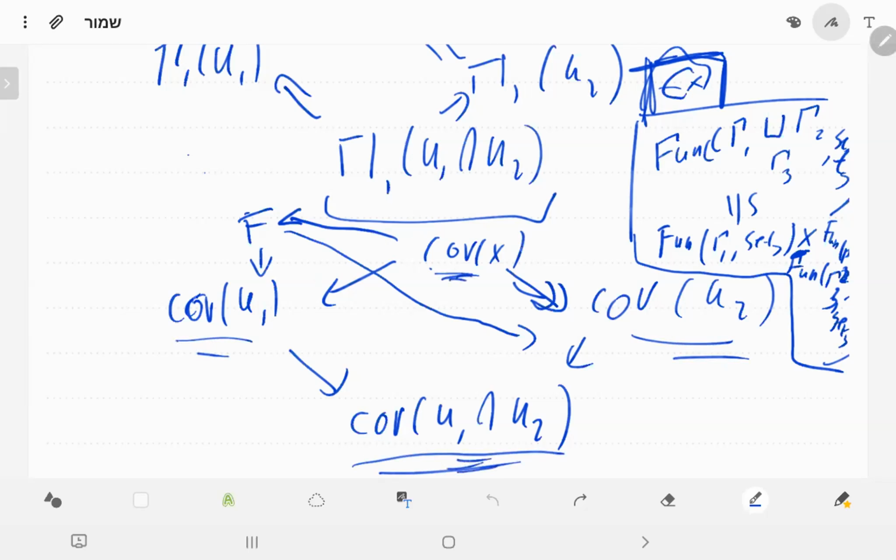But it's also true the other way around. If we have a covering of U1 and a covering of U2 and an isomorphism between them on the intersection, we can glue them along this isomorphism and get a covering of U1 union U2. So this fiber product is just equal to this category of coverings of X. So this functor is just an equivalence.